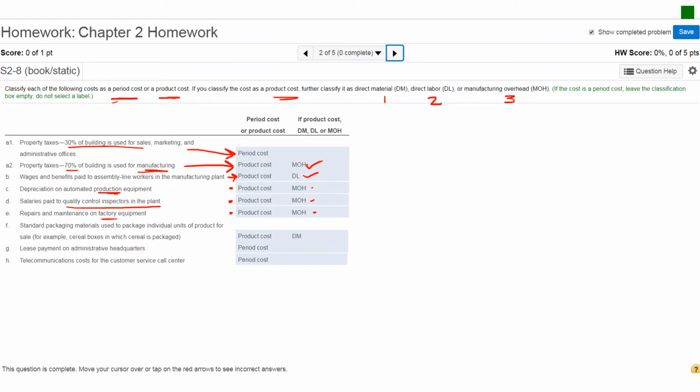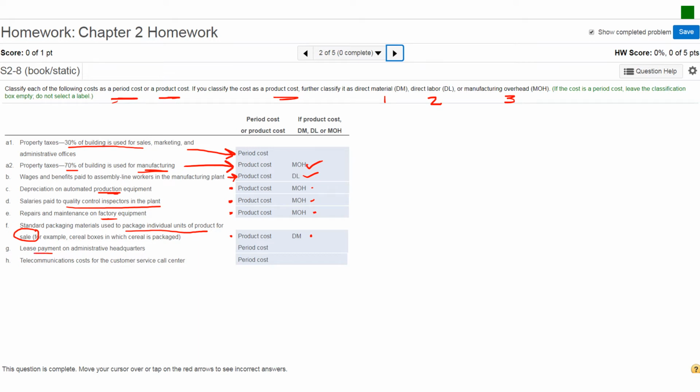Letter F, standard packaging materials used to package individual units of products. Here it is, for sale. So basically you haven't shipped it yet, but it actually becomes part of the product, like a cereal box. That's going to be a product cost, and that's going to be a direct material.